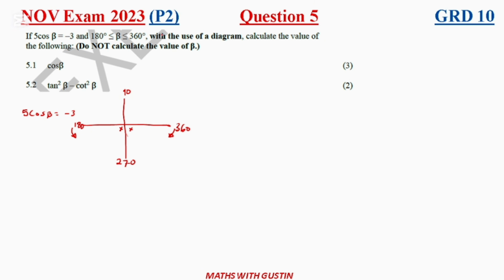All right, they said use a diagram. Okay, we already have that. Calculate the values of the following. Do not calculate the value of beta. All right, we understand that. Okay, now let's come here to 5.1.